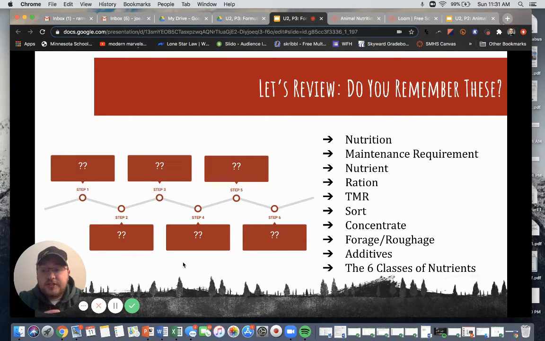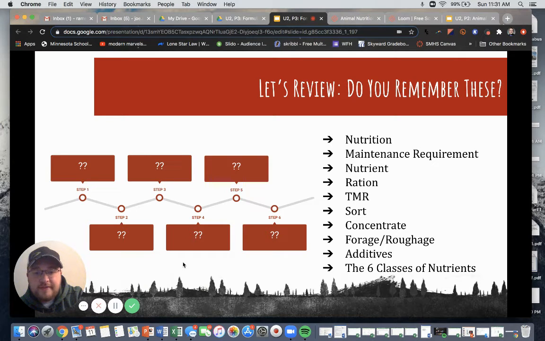Sorting is naturally going to happen because animals, just like humans, want to sort for the things that they think taste the best, right? Like corn. Corn tastes good, but we need more than just corn in our diets. So sorting happens when the animal has a preference for something in their ration and sorts for that and leaves the other things out. But TMRs help prevent that to an extent.